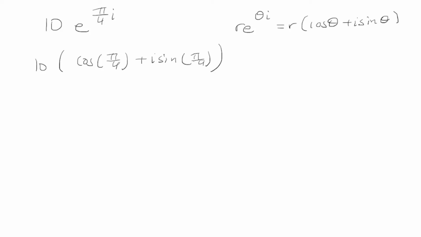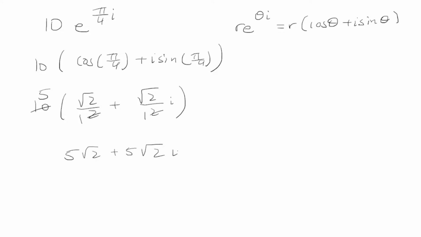Now cosine of pi over 4 and sine of pi over 4 are just square root of 2 over 2. We're going to distribute the 10 to both of these, and that's going to cancel out with the 2. So that's going to be 5 and 1 for each one of these. And then we can distribute the 5 to get 5 root 2 plus 5 root 2 i.